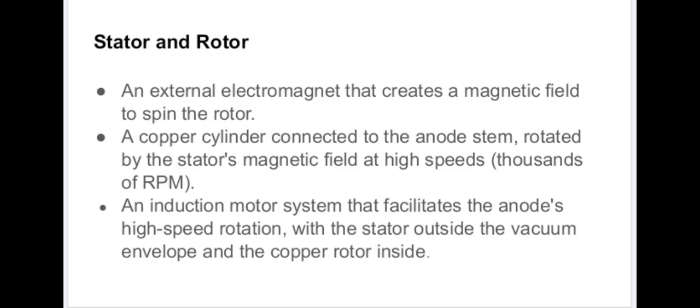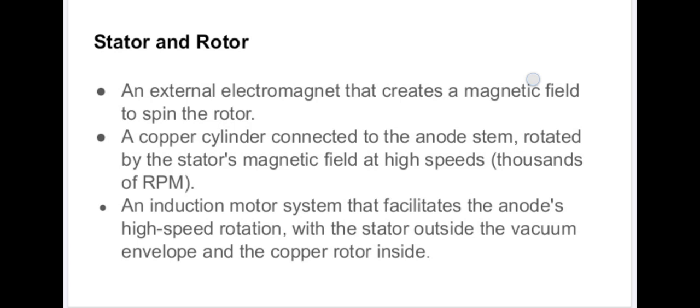Then next is about the stator and rotor. An external electromagnet creates a magnetic field to spin the rotor. Usually a copper cylinder connected to the anode stem will be rotated by the stator magnetic field at high speeds, that is thousands of revolutions per minute. An induction motor system facilitates the anode's high speed rotation with the stator outside the vacuum envelope and the copper rotor inside.